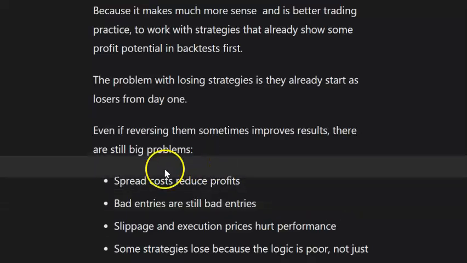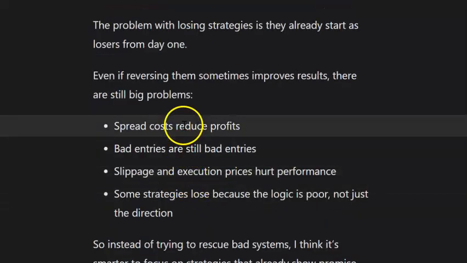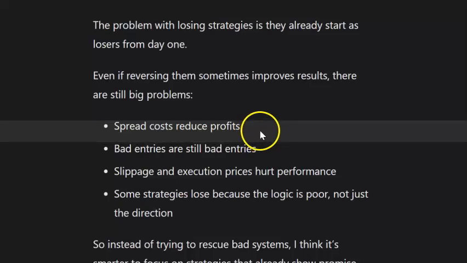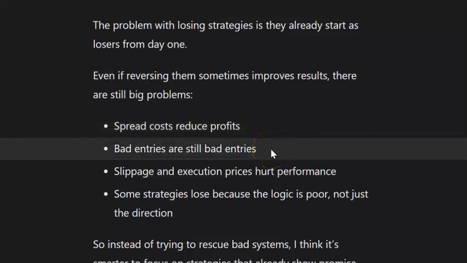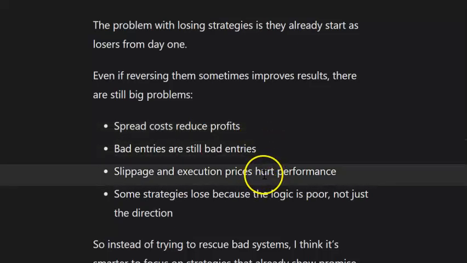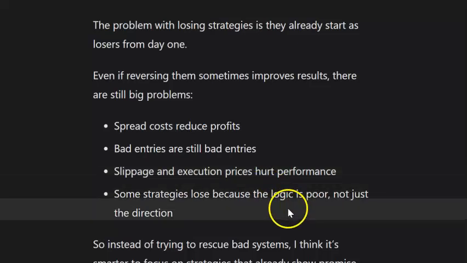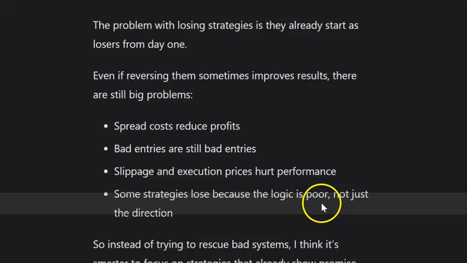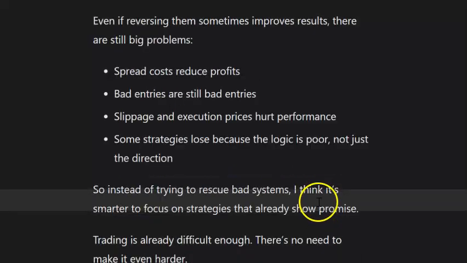When it comes to reversing a strategy, there's spread cost, which can eat into your profits. Bad entries are still bad entries. Then there's slippage and execution prices. Yesterday you probably saw a video I shared where, when we reversed it, we lost out on the price. We got in at a lower price, so we lost out around 200 pips on price alone. And some strategies lose because the logic is poor as well, not just the direction.